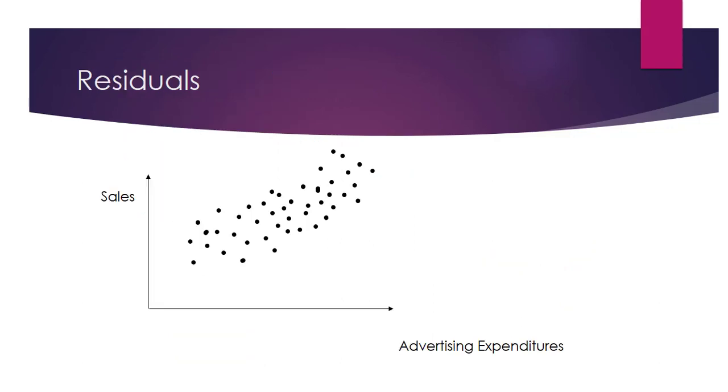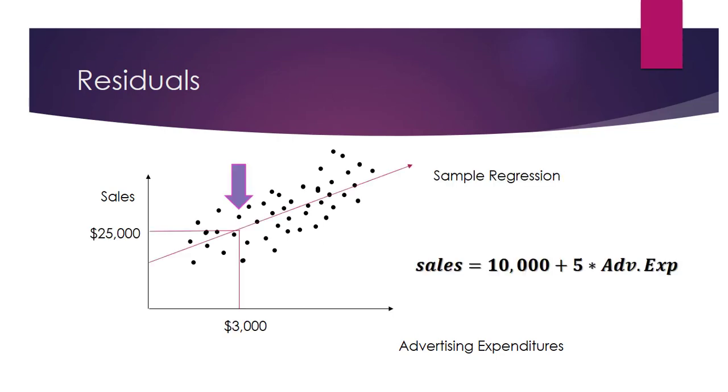Suppose we have our scatter graph of our sample of respondents and we fit a sample regression line. Now suppose a sample regression equation is as follows. Let's make a prediction. For one of our respondents, Sally, who is the manager of firm K, she spent $3,000 on advertising. Based on that regression line, this firm is expected to have $25,000 of sales. How did we figure this out? Simple. We substitute $3,000 for advertising expenditures. So 10,000 plus 5 times 3,000 equals $25,000.